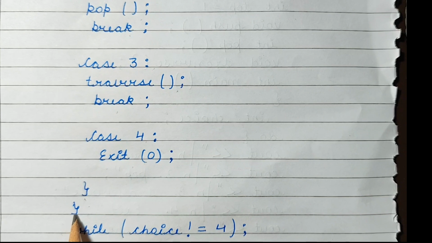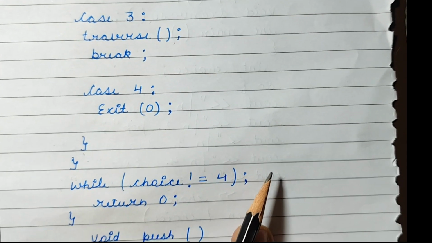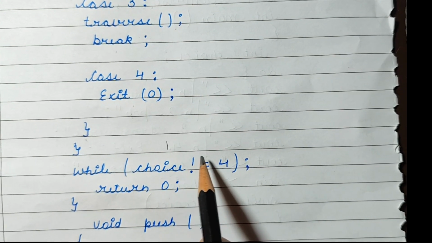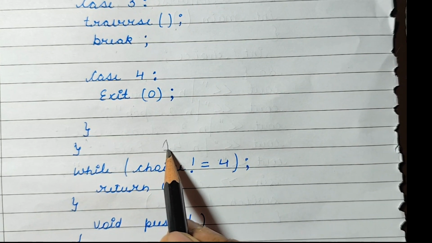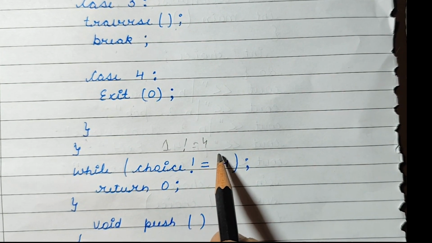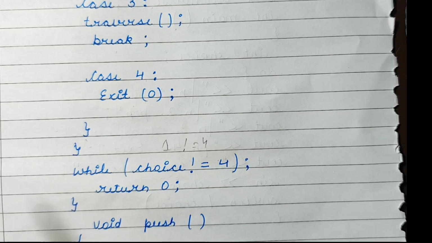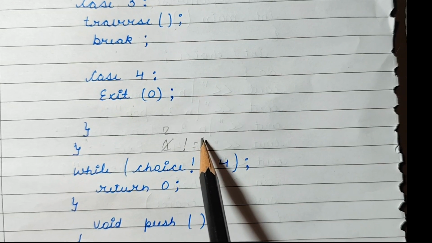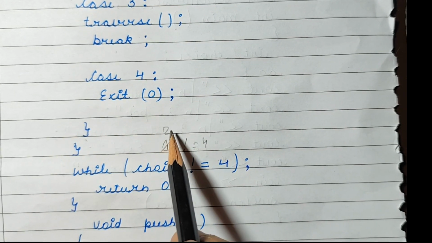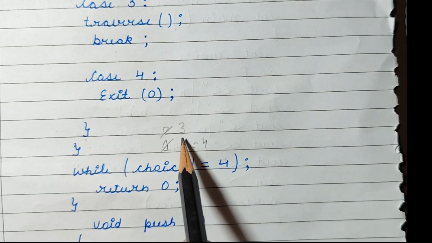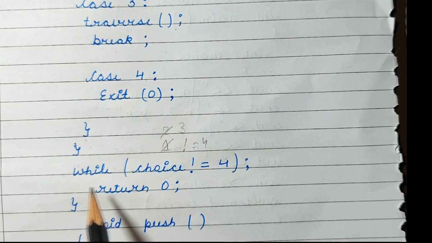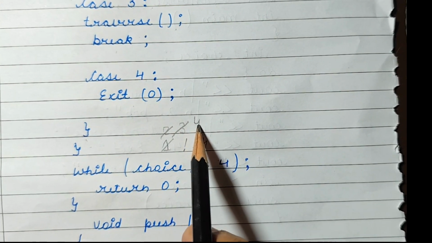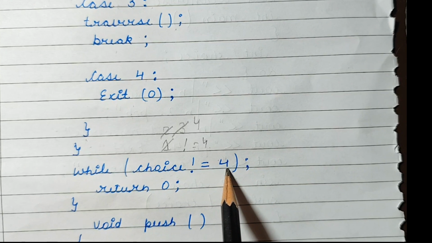After this, the do while loop is closed, and here I give the condition while choice is not equal to 4, because if I enter the choice 1, 1 is not equal to 4, condition true. So again control will enter the do while loop. If I press 2, 2 is not equal to 4, again control will enter the do while loop. If I press 3, then 3 is not equal to 4, again the do while loop is executed. And when we enter the value of choice as 4, 4 is equal to 4, condition false.